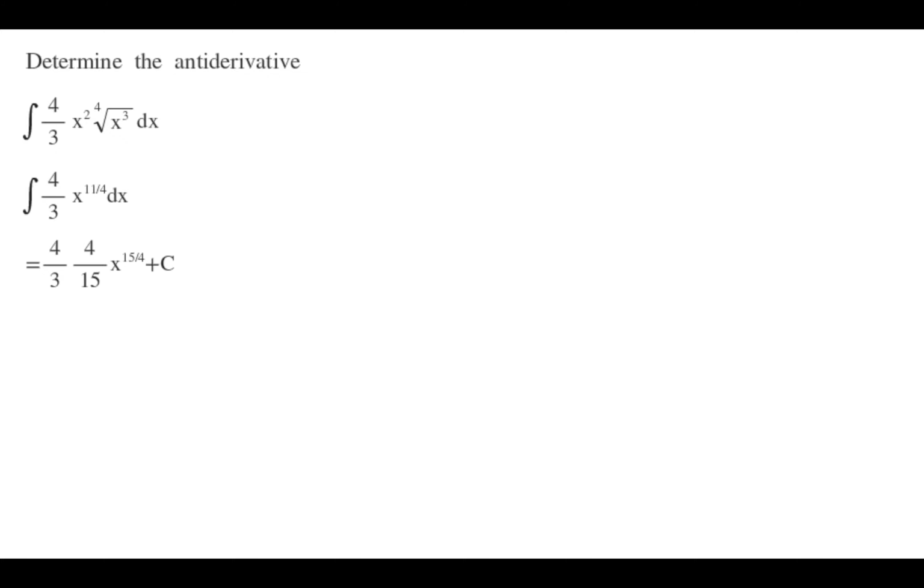So then we're going to add 1 to the exponent and divide by the new exponent. So we get 4/3 times 4/15 x to the 15/4 plus c. Then simplified, that would be 16/45 x to the 15/4 plus c.